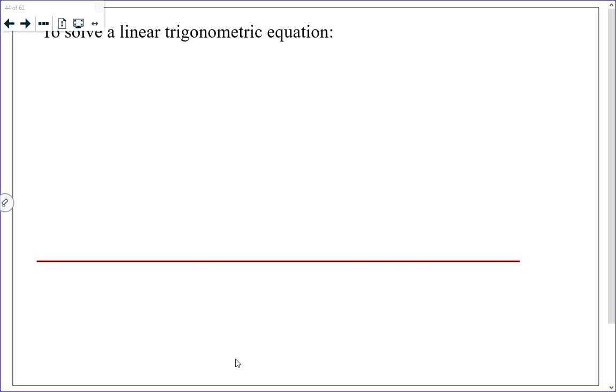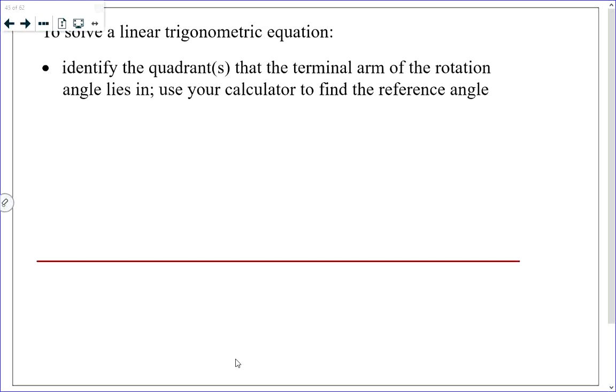Speaking of solving trigonometric equations, to solve what we call a linear trigonometric equation, you essentially rearrange the equation so that you have the trigonometric ratio equal to some value or some number. You identify the quadrants that the terminal arm is in. So, if you have sine of theta is equal to negative 0.2, since sine is negative, you will be looking in quadrants 3 and 4, where the y-coordinate is negative. This is what I was referring to a minute ago.